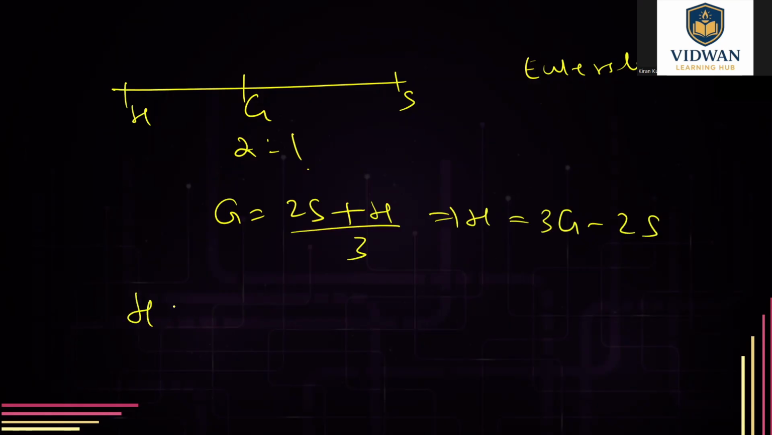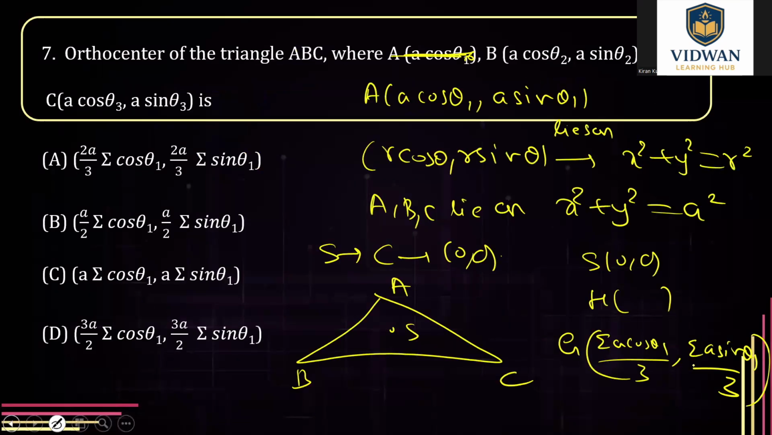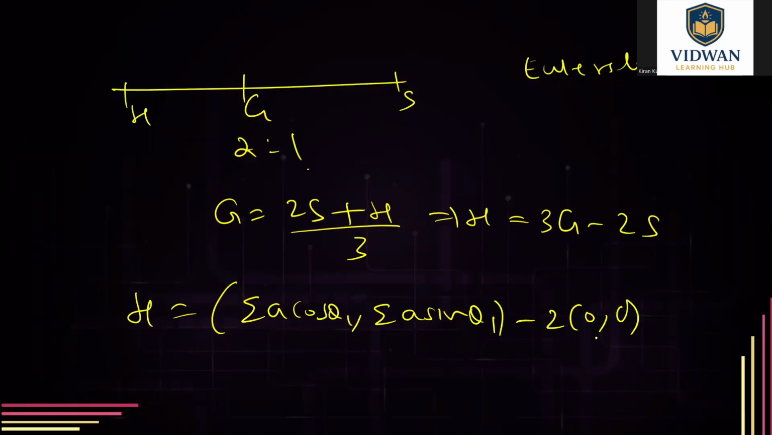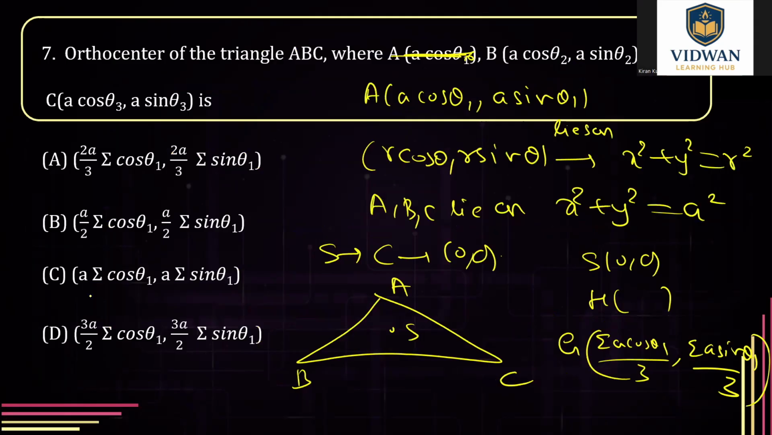So H is therefore 3 times the centroid. When you multiply this with 3, you will not get 3 eliminated, you will not get 3 again. You will just get sigma A cos theta 1, sigma A sin theta 1 for 3G, minus 2S, which is nothing but 2 into circumcenter, already the origin. So when you subtract them, the answer is sigma A cos theta 1, comma, sigma A sin theta 1. And A is a constant, so you can write it outside. So C is the answer.